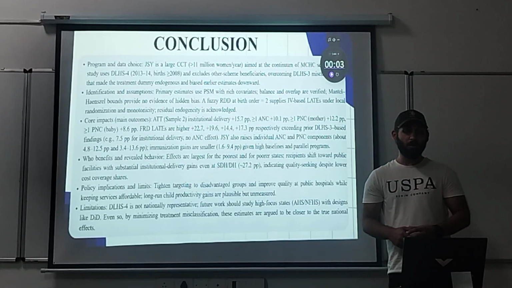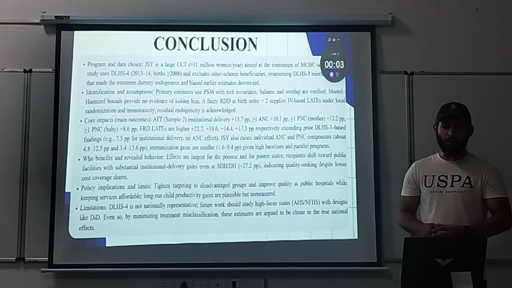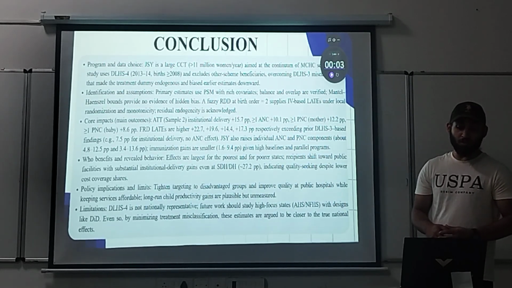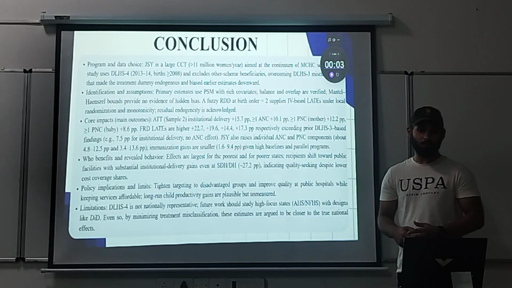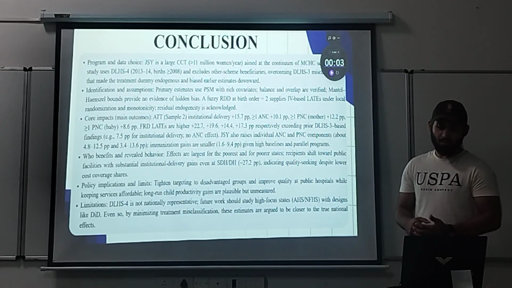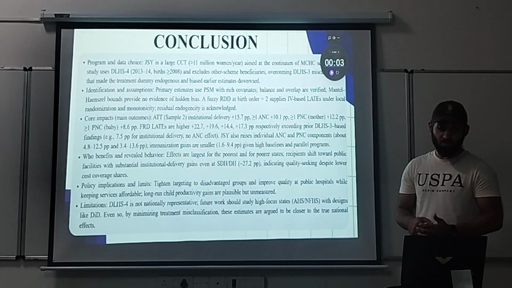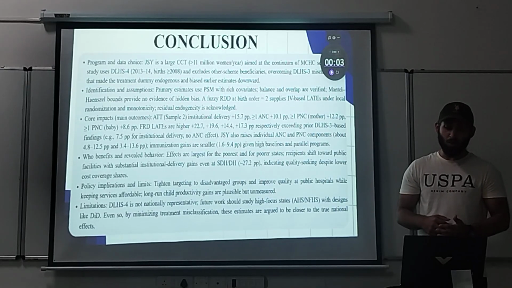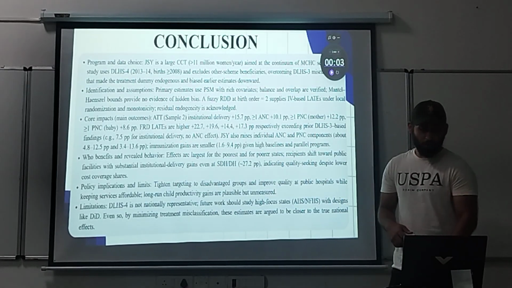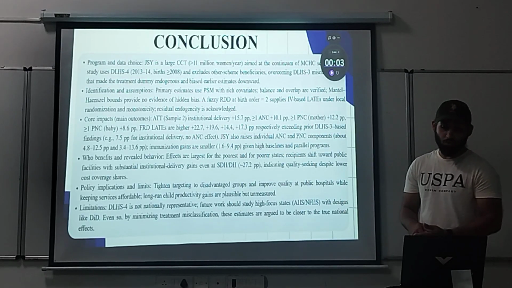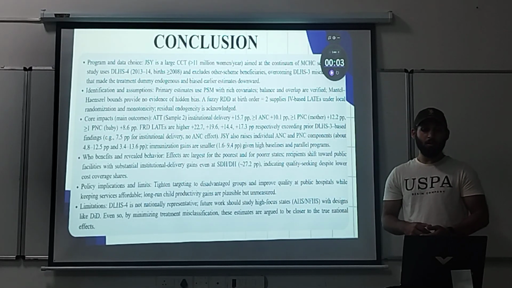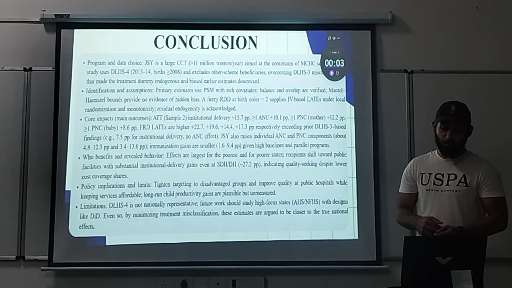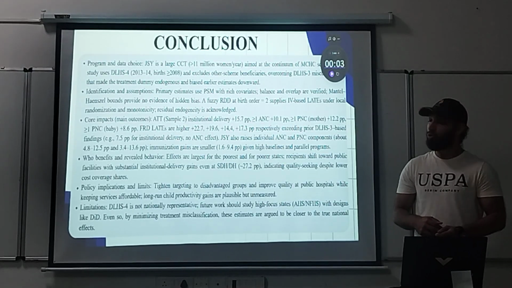The largest impacts are seen among the poorest and in poorer states. Women receiving JSY tend to shift towards public health facilities, even at lower cost coverage shares, indicating a preference for quality in public facilities. The study suggests tightening targeting to disadvantaged groups and improving quality at public hospitals. Long-run child productivity gains are plausible but not measured in the study. The DLHS-4 data is not nationally representative, and future work should focus on high-focus states with designs like difference-in-differences. Even so, by minimizing treatment misclassification, these estimates are likely closer to true national effects.